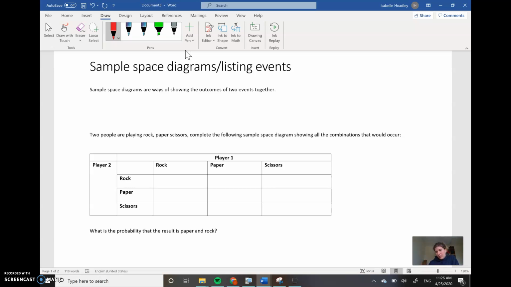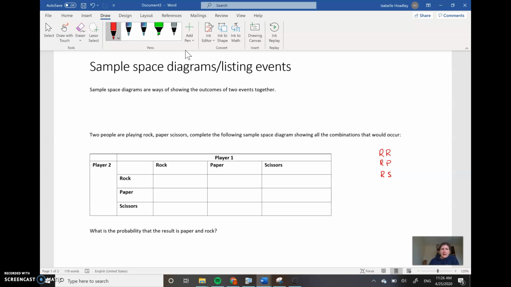Now, if you wanted to, you could just write it out and you could write rock, rock, rock, paper, rock, scissors, for example, and that pretty much does the exact same thing. But what a sample space diagram lets you do is do that with the certainty that you haven't missed anything out, because as long as you've got all of the possible options as columns for one event and all of the possible options as a column for the other event, you're not going to miss anything. That's a guaranteed way that you're going to make sure that you've listed every single possible event that can occur.